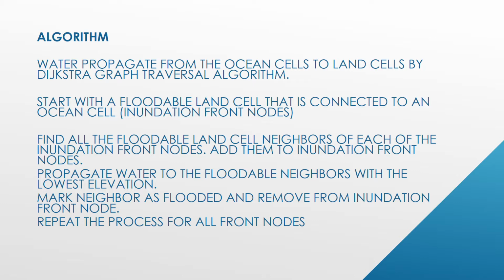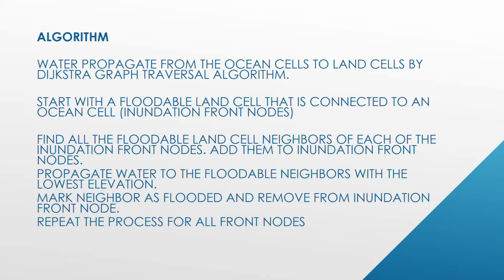Our approach considers the water connectivity, in the sense that this approach tries to find the cells that are connected directly or indirectly to any water. So we're going to use a Dijkstra graph traversal algorithm. We're going to start with floodable land cells, which are land connected to the ocean. We're going to put all those floodable land cells into a list, and then from that list we're going to take them one by one and find all of the neighbors that have elevation less than the sea level rise.